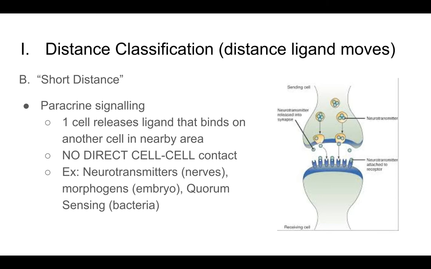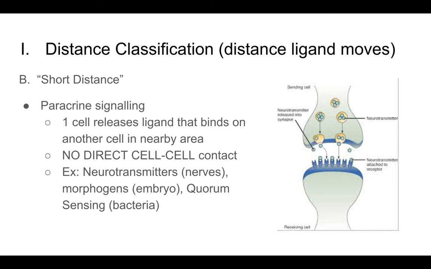We also learned about morphogens, which are the molecules or the ligands that help as an embryo is growing, turn cell types into tissue types for the organism. And then we learned about how bacteria communicate with each other, that process called quorum sensing, and that is also paracrine signaling. So three really good examples from our POGIL.